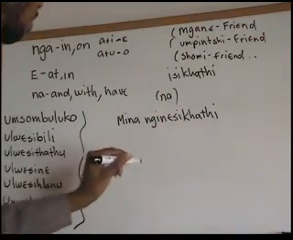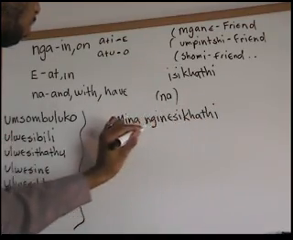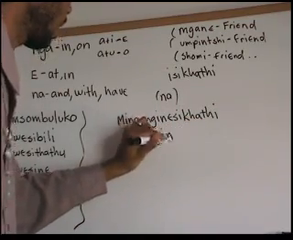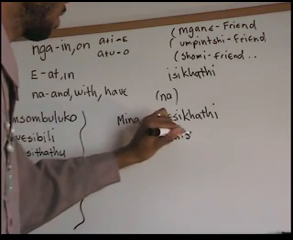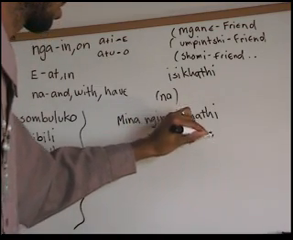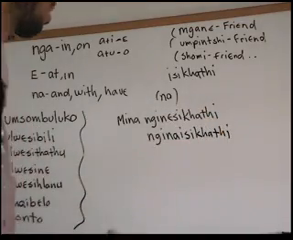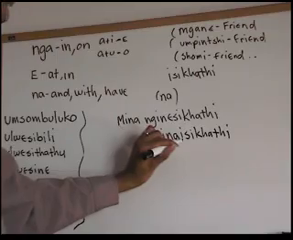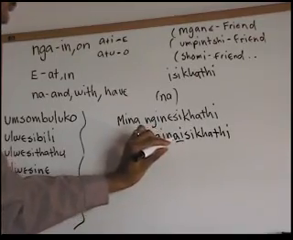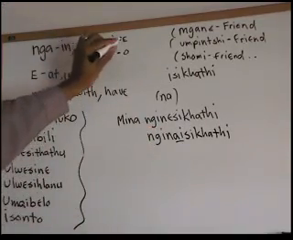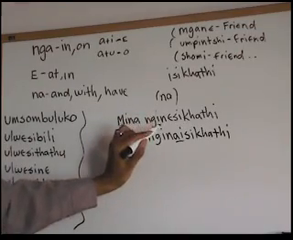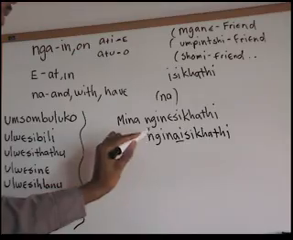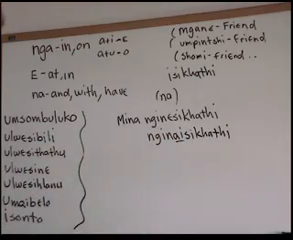This is the way you're supposed to write it. If I write it like this, ngi na isikati, they will understand what you're trying to say, but it's not right because you have two vowels here. And what are they? A plus I. A plus I gives you E, and that's why I put E here. Ngi nesikati instead of ngi na isikati.